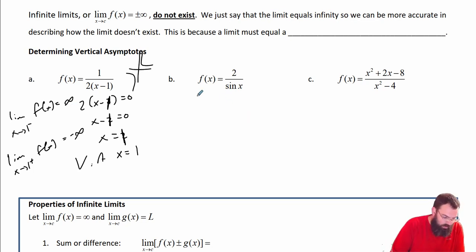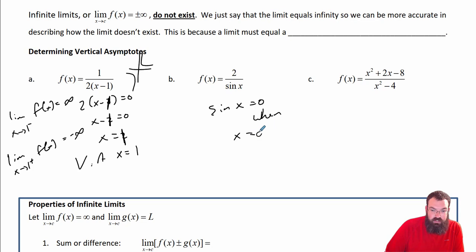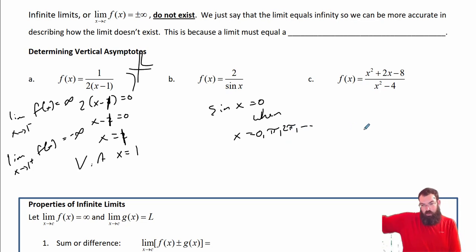For part B, I got to find out when sine of x is equal to 0. Sine of x is equal to 0 when x is equal to 0, pi, 2 pi, and so on. So 0, pi, 2 pi, 3 pi, 4 pi, 5 pi, 6 pi, all the way up. I could say 0 plus 2 pi n. I could do that too, but the dot dot dot kind of makes sure it mentions that.